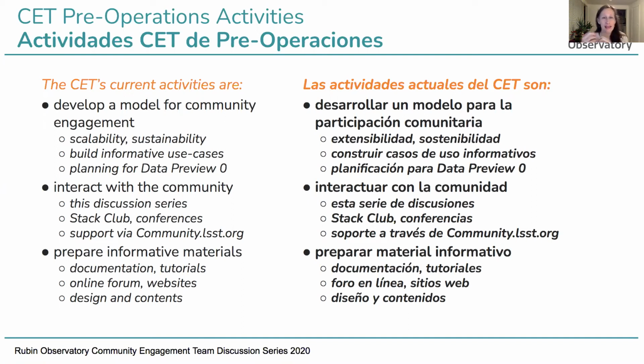Next year, a simulated LSST-like data set will be installed in the Rubin Science platform and made available to a limited set of users as a first test. This endeavor is referred to as Data Preview 0 or DP0. More information about DP0 will be circulated soon. The second thing that the CET is starting to do now is interact with the community by hosting this discussion series, by assisting with Stat Club, representing Rubin Observatory at conferences, and engaging in user support in our online forum, community.lsst.org.